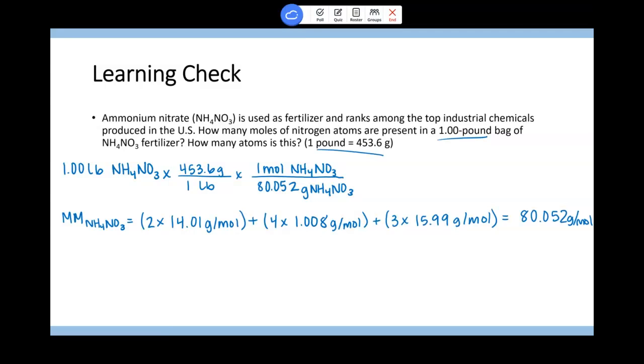We have the molar mass of ammonium nitrate. So we can convert to moles of ammonium nitrate. And then the question is about moles of nitrogen atoms. We have, in every 1 mole of ammonium nitrate, we have 2 nitrogen atoms. So we have 2 moles of nitrogen in every 1 mole of NH4NO3, because there's 1 nitrogen in NH4, 1 nitrogen in NO3. So now we've converted to moles of nitrogen, and you should get 11.3 moles of nitrogen.